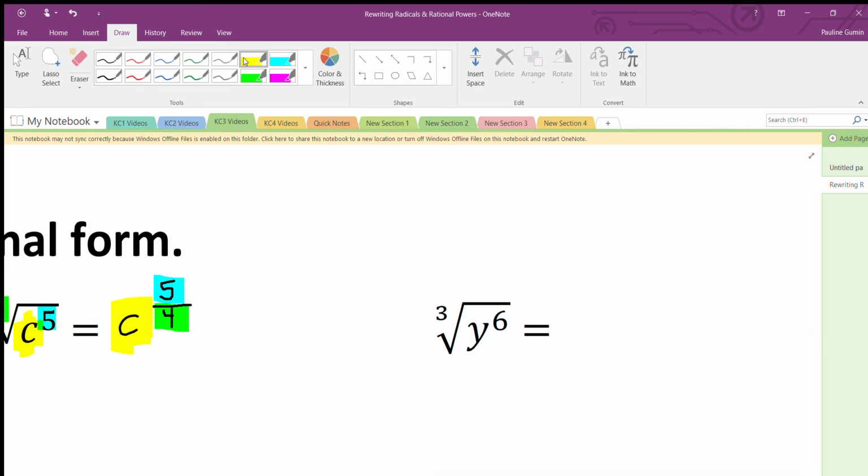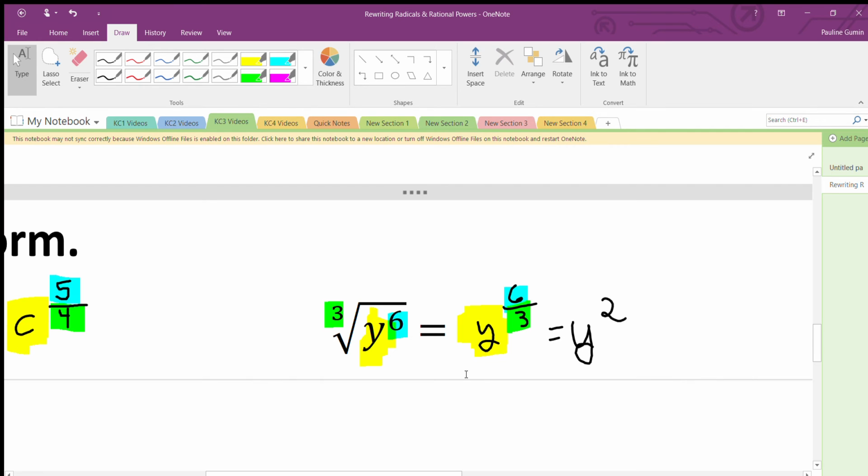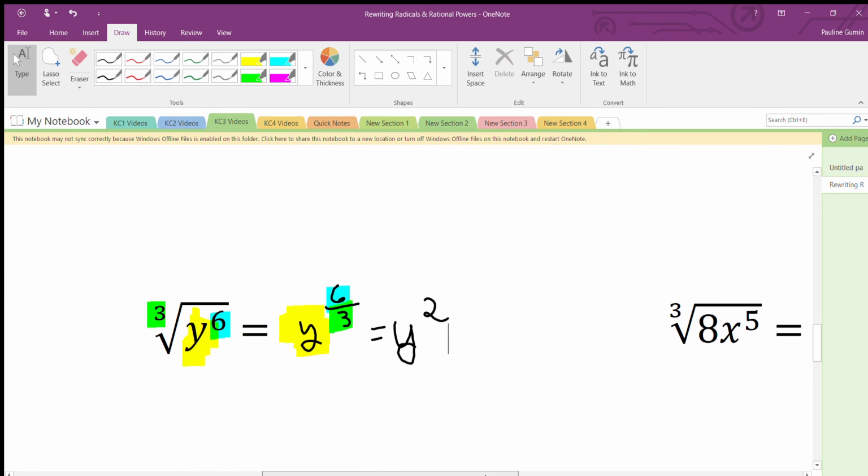All right. In this one, we have the cubed root of y to the 6th. Y is our base. 6 is our exponent. And 3 is our root. Now notice something. That fraction, 6 over 3, I can simplify it. 6 over 3 is 2. So this is actually y to the power of 2. So sometimes we can simplify the rational exponent.